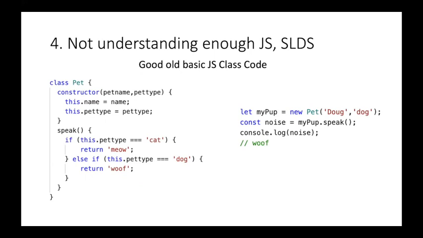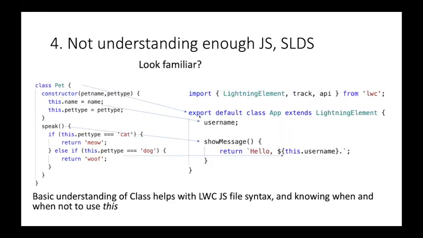And on the right, you see here that if I instantiate a pet and I'm making a dog named Doug, and I want to assign the result of the speak method to noise, I send it to the console, and the dog says woof. So just understanding the basics of a class will make you realize that wait a minute, this is very similar to a lightning element. So you always build these lightning elements.